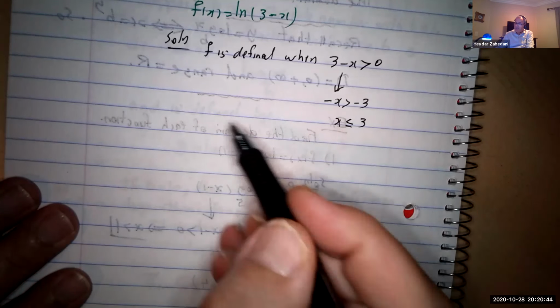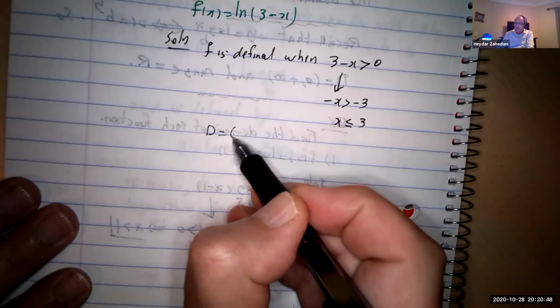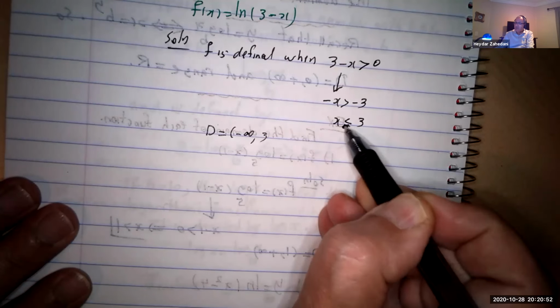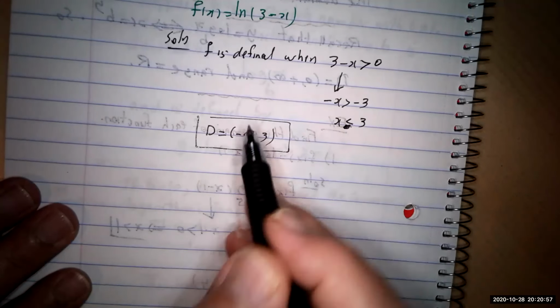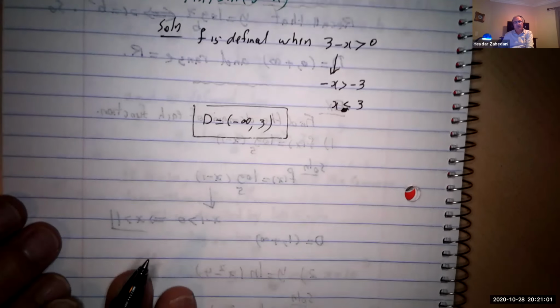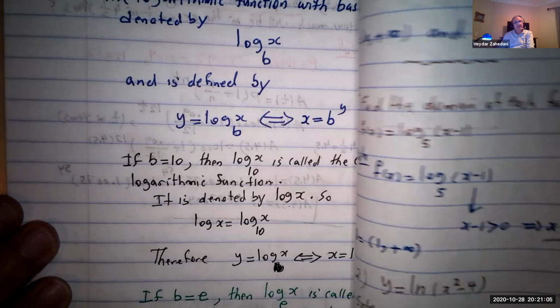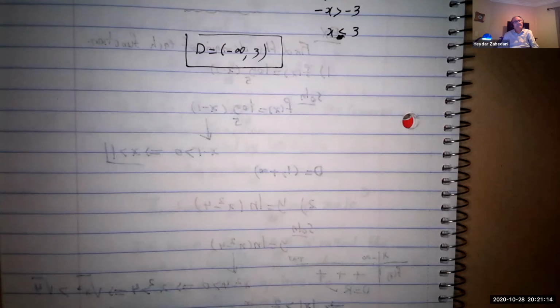So the domain is going to be what? It's going to be negative infinity up to the 3. There is no equality sign here, of course. So that gives you the domain of the ln function to get these numbers. Any question? I pinpoint the domain separately so that you know that this is important and it's going to be used.